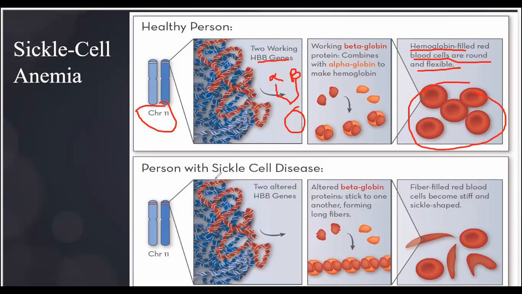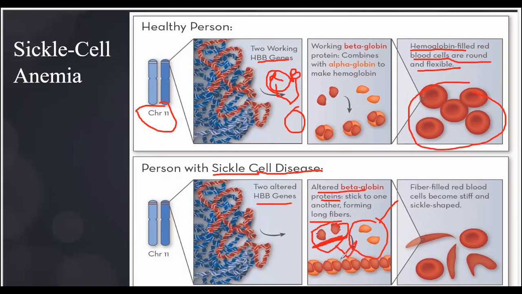Now, what happens if the person is suffering from this genetic disease, sickle cell disease? This chromosome 11, which has to produce normal alpha and beta, makes the alpha chain properly. Alpha is normally made, no problem in alpha, but beta is slightly defective. Altered beta proteins stick to one another, forming long fibers. So there is a mutation, a disorder, in one of the proteins that is made, the beta protein.